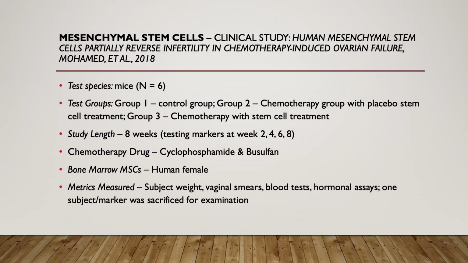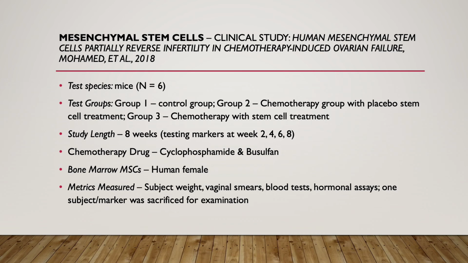In this study referenced, the test species were mice. There were 3 test groups in this study. Group 1 was the control group. In Group 2, the mice were treated with chemotherapy as well as a placebo stem cell treatment. And Group 3, where the mice were treated with chemotherapy and the correct stem cell treatment. The study lasted approximately 8 weeks from the first injection of chemotherapy. They were testing markers at weeks 2, 4, 6, and 8.